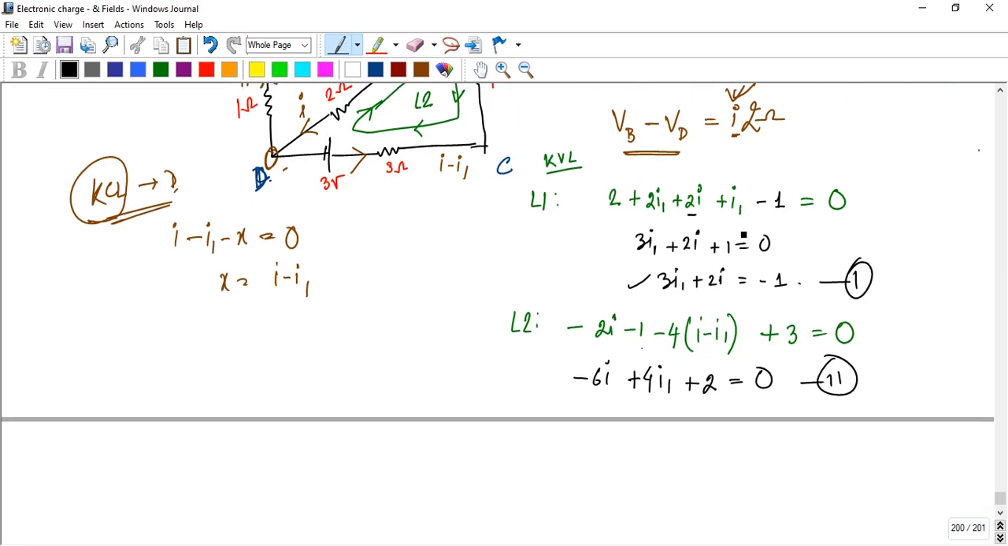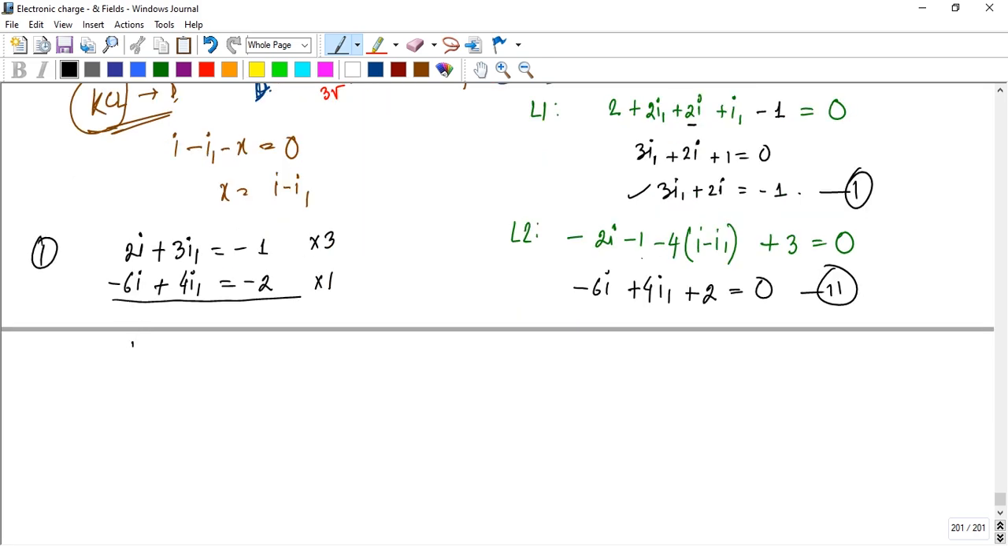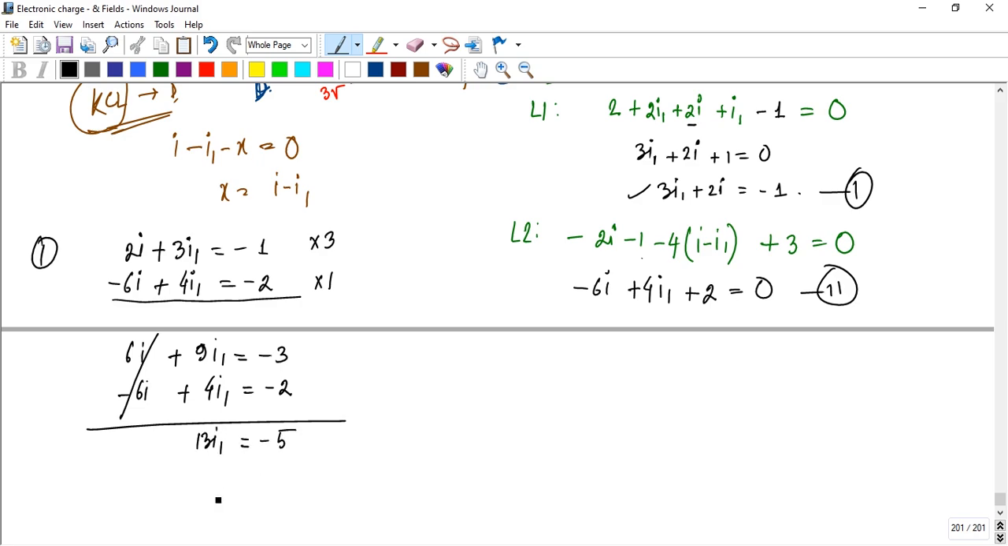So from equation 1, 2I plus 3I1 equal to minus 1. And minus 6I plus 4I1 equal to minus 2. Multiply equation 1 by 3 and equation 2 by 1. So we get 6I plus 9I1 equal to minus 3, and minus 6I plus 4I1 equal to minus 2. No need to change sign here, so these two terms cancel. So that is 13I1 equal to minus 5. So I1 equals minus 5 by 13 ampere.